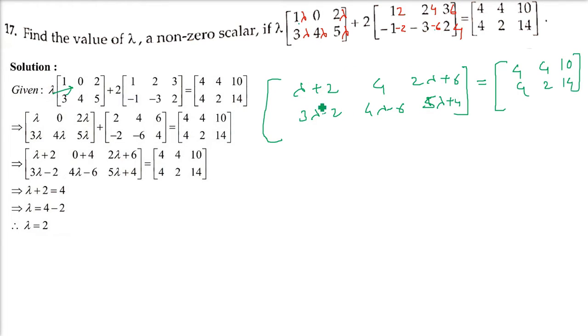Now just equate this, and you don't have to do it for every element. Just take the first element. Lambda plus 2 is equal to 4, so you get lambda equals 4 minus 2. Lambda will be equal to 2. This is how you get it.